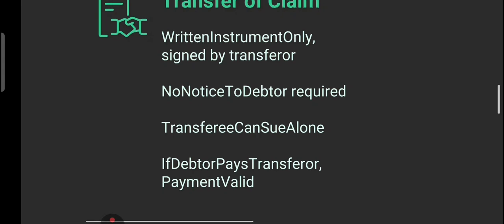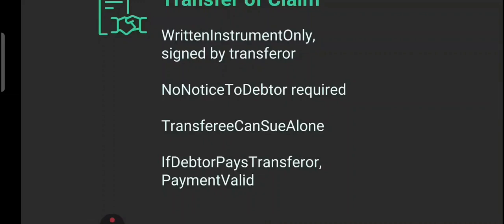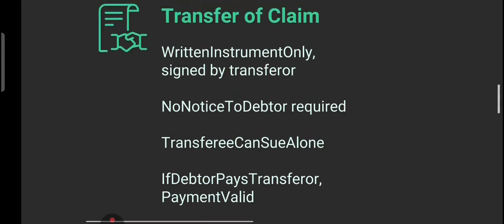Yes, you heard it right. The debtor does not need to know about the transfer, but if they pay the original creditor, which means the transferor, the payment is still valid. Again, the transfer needs to be in writing, signed by the person transferring the claim. No court registration is required, and no need to inform the debtor, whoever has taken the debt. If they have paid the original creditor, then the payment is still valid.